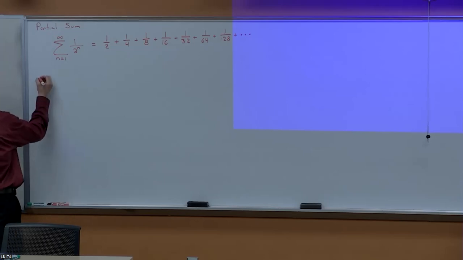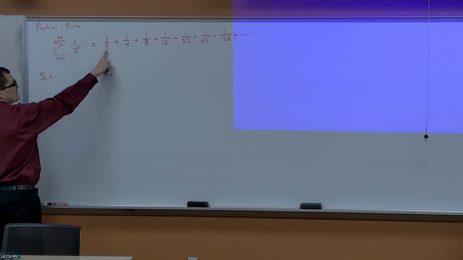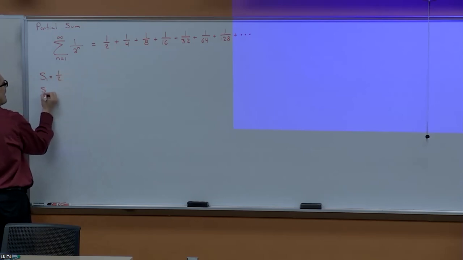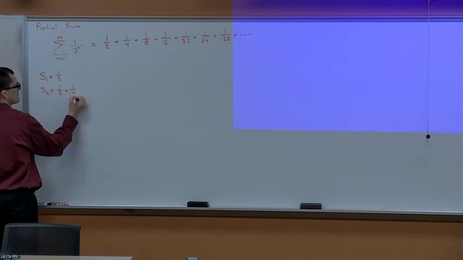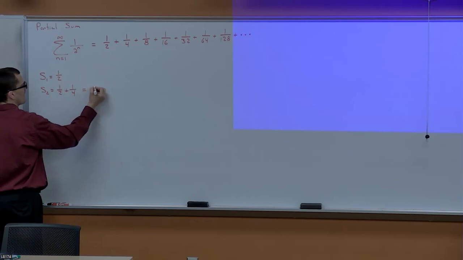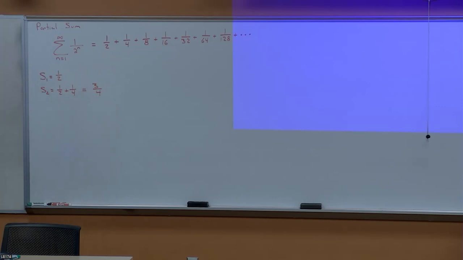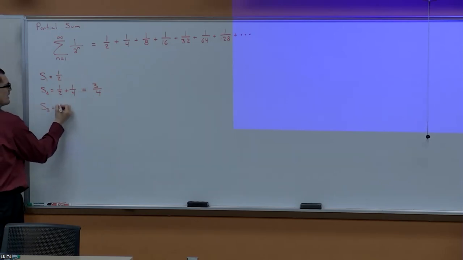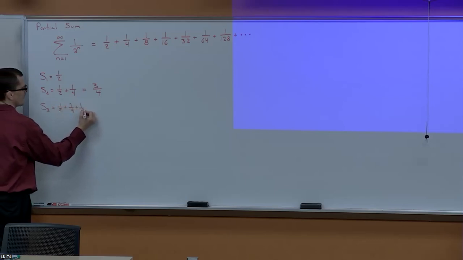Okay. Now, S1 is just the first term itself. So that's just 1/2. S2 is the sum of the first two terms. So that's 1/2 plus 1/4. And I'm going to leave this in fraction form. You'll see why in just a moment. S3 is 1/2 plus 1/4 plus 1/8.